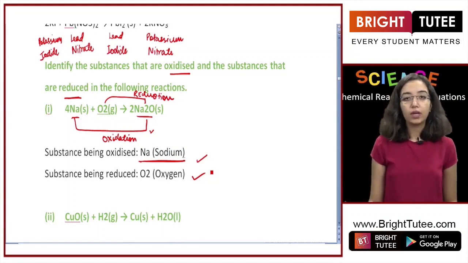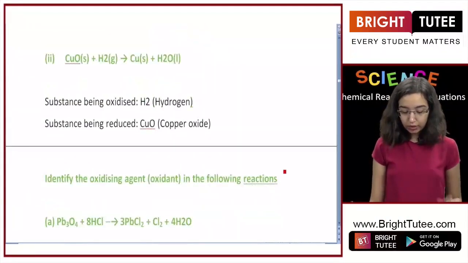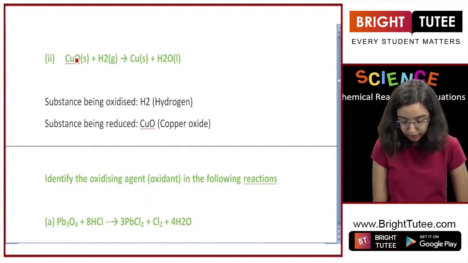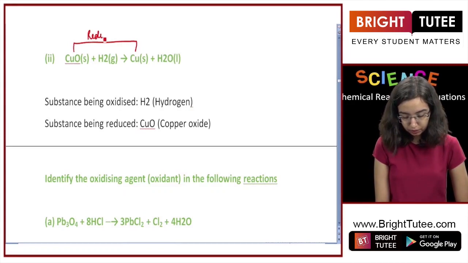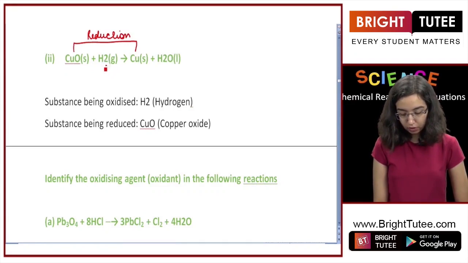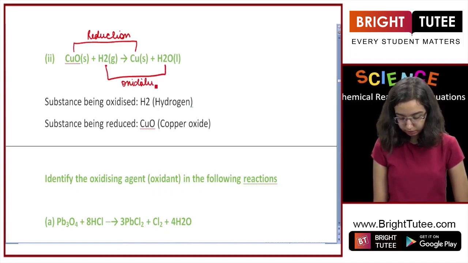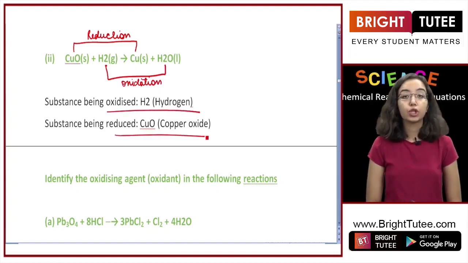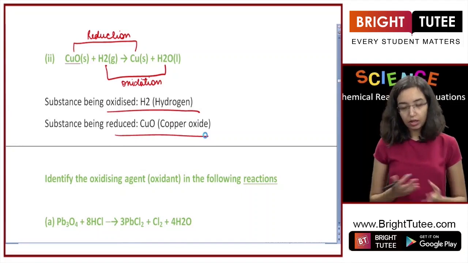Okay, let's do another example of the same kind. So here we have copper oxide with hydrogen. It reacts to form copper and water. So you see that here it had an oxygen and now it does not. So this is a process of reduction. Here it did not have an oxygen and now it does. So hydrogen is getting oxidized. So the substance being oxidized is hydrogen and the substance being reduced is copper oxide. So it's a very simple deal.